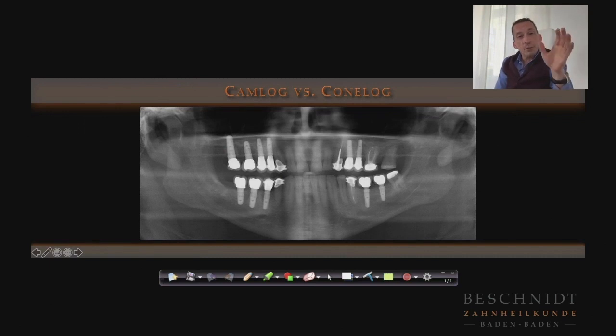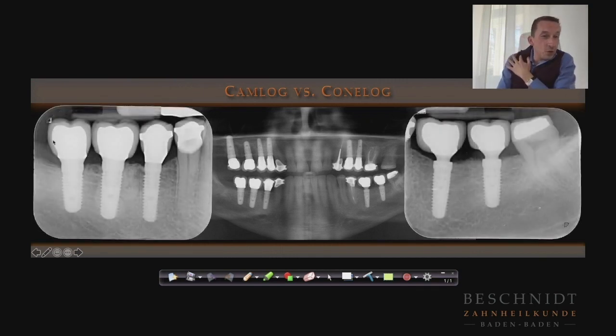So if we now compare Camlog with Conelog, you see the difference. If you need a certain dimension for your crown and you have the possibility of a wider implant, and this is a 6 millimeter, then you should place the implant maximum 0.4 millimeters above the bone.